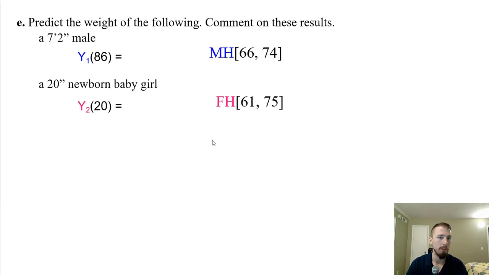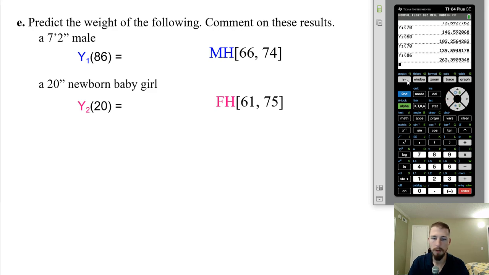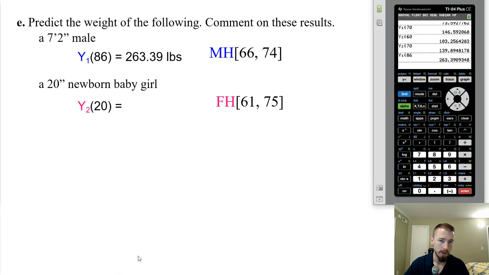All right, next one, predict the weight of the following. Comment on these results. So we want to do a 7'2" male, which is 86 inches. So I'm going to go to one of the Y1s and then change this to 86 inches. And that would be really heavy. The reason why I wanted you to comment about it is because this is extrapolation, right? We did not have any males that were this tall, 7'2", right?